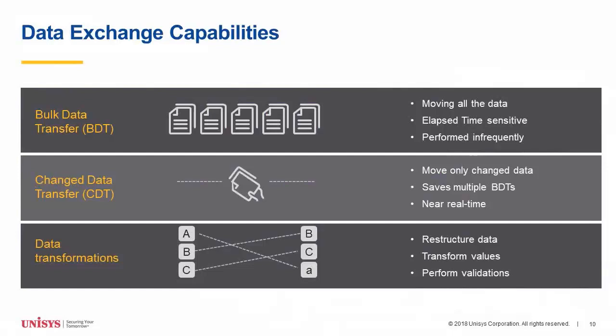Change data transfer is where Data Exchange really shines. It only moves the change data. This saves multiple bulk data transfers and operates in a near real-time movement. Combine this with a data pipeline like Apache Kafka, and you have a near real-time view of what is happening in your ClearPath Forward application to all other parts of your organization.